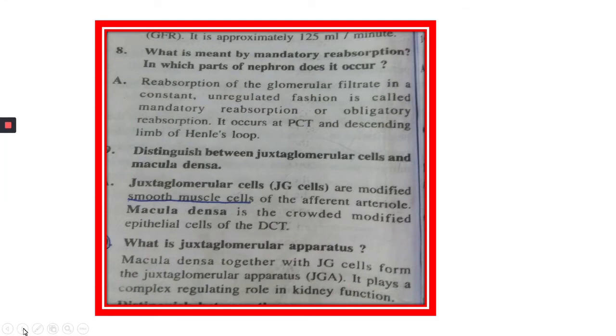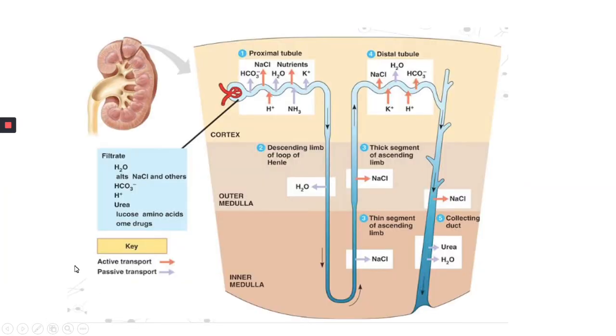Observe here, reabsorption is taking place. Reabsorption means you have to see these arrows: 1, 2, 3, 4, 5, 6, 7. These arrows all represent reabsorption. But these arrows, K plus, H plus, NH3, are called secretion. If something comes out of the PCT or DCT, whichever part it may be, that is, out of the nephron or collecting duct, it is called reabsorption. If something enters into the nephron or collecting duct, it is called secretion.